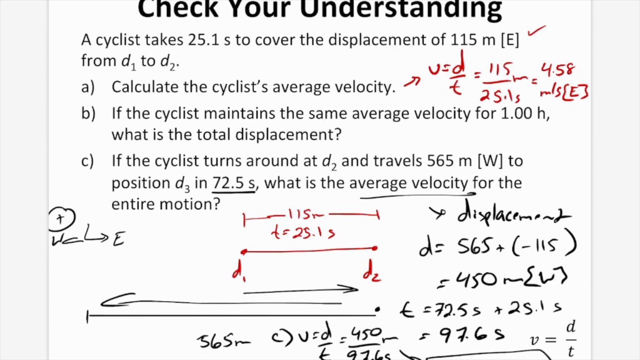Now, why is it west? Well, our final displacement was west. Right? We went east first and then we went west, so our resulting displacement is west. Therefore, our resulting velocity is west.